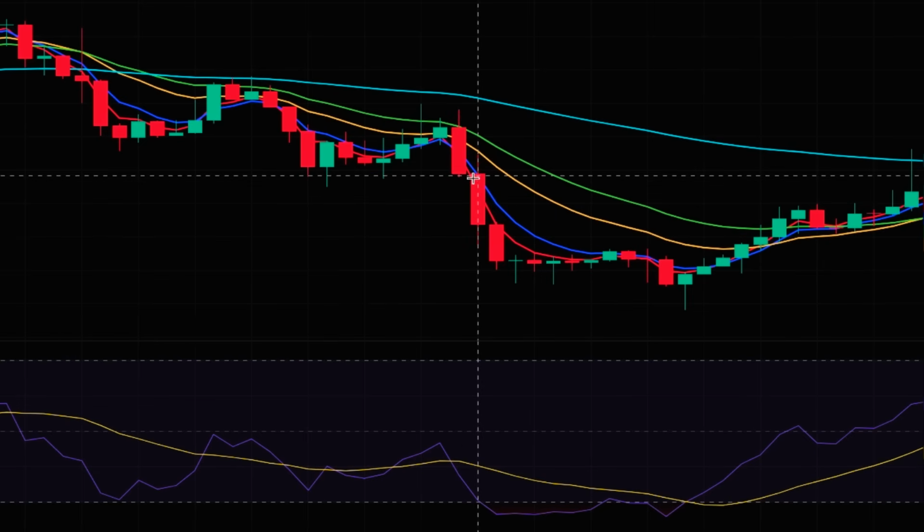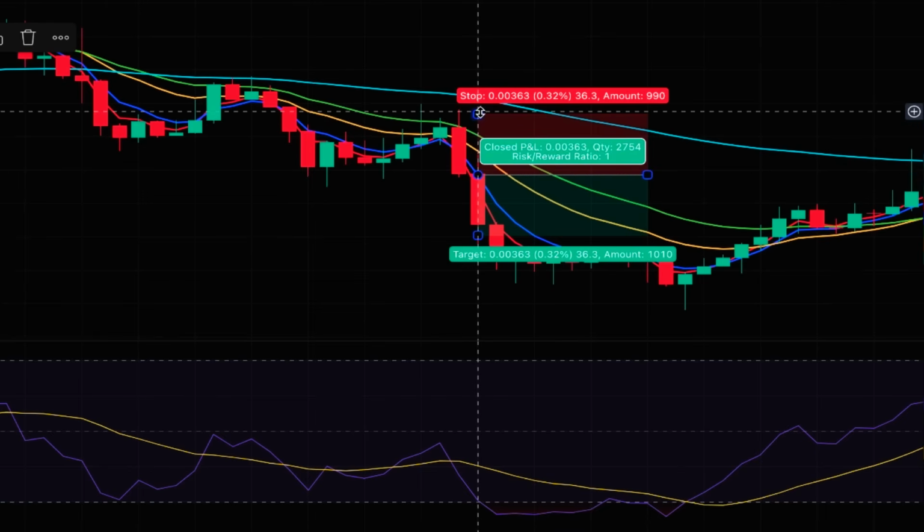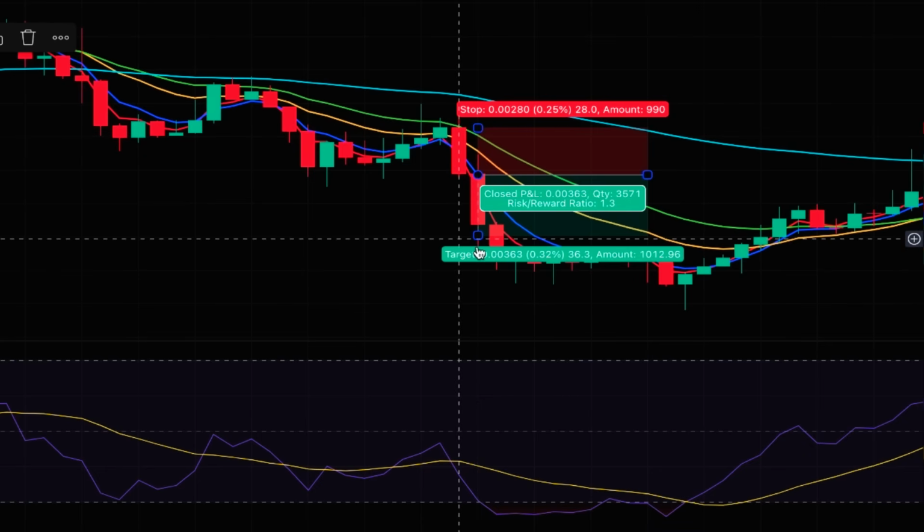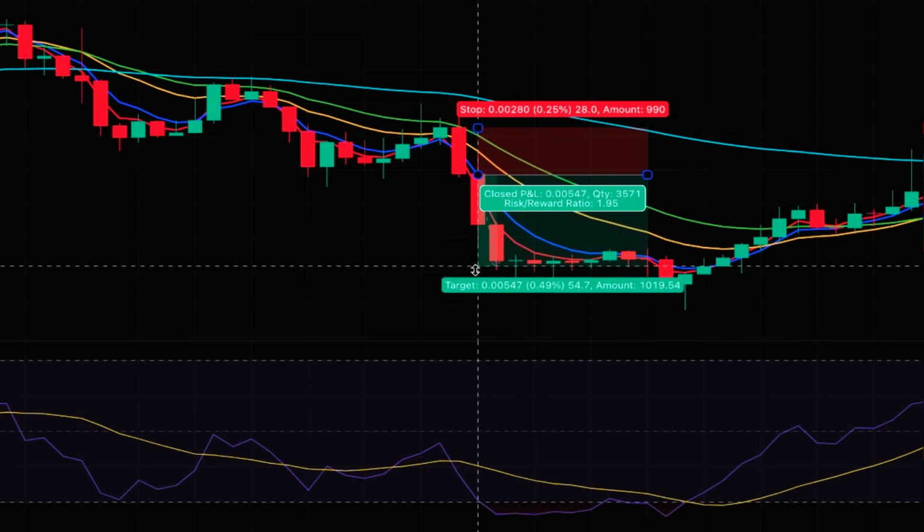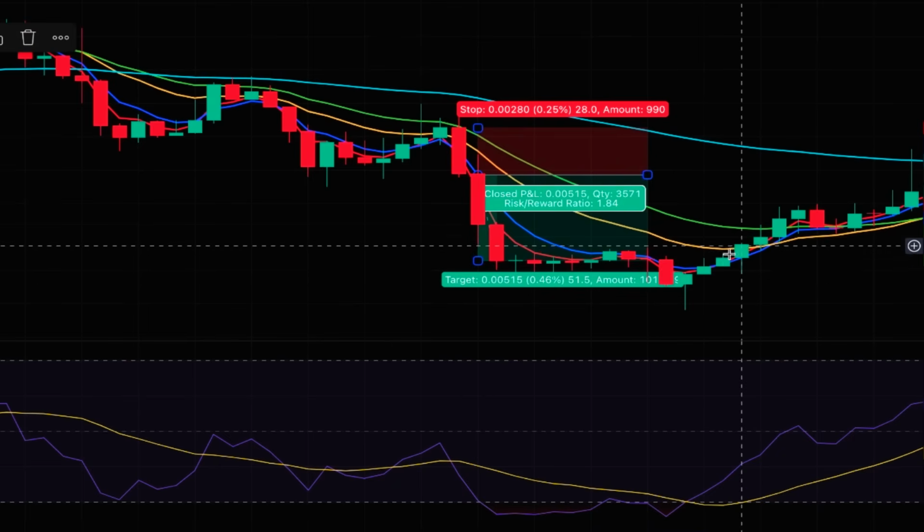So in practice, we could enter a short position at this point when the new candle was opened with the stop loss above the green line, and you could close your position when the red line crossed above the blue line, which happened here at this point.